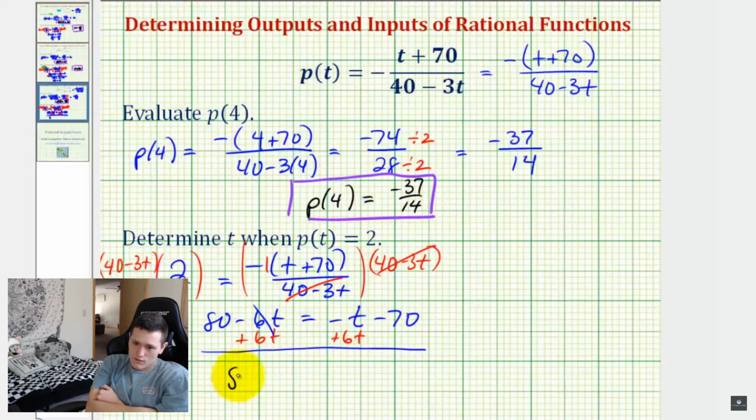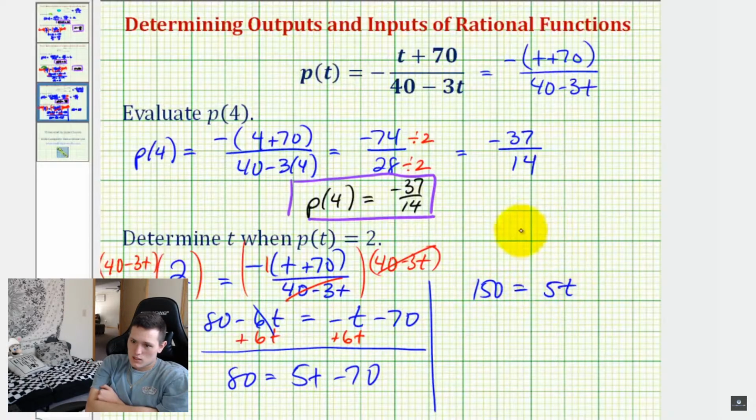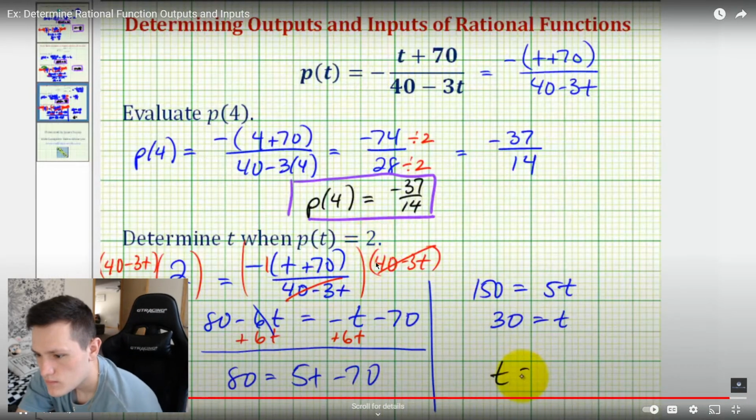So this would be 80 equals 5t minus 70. Add 70 to both sides. He did this differently than what I thought. 150 equals 5t. Divide both sides by 5. We have t equals 30. So if P of t equals 2, then t equals 30.